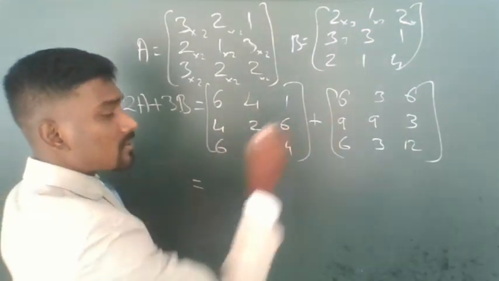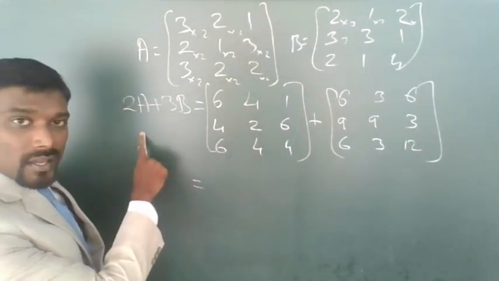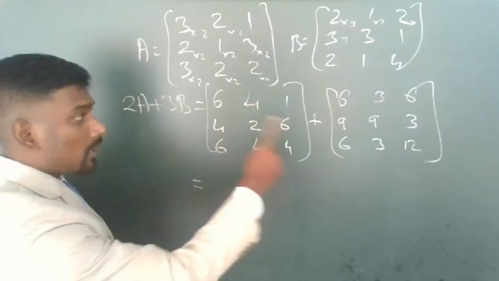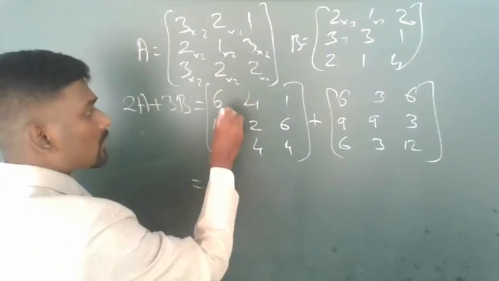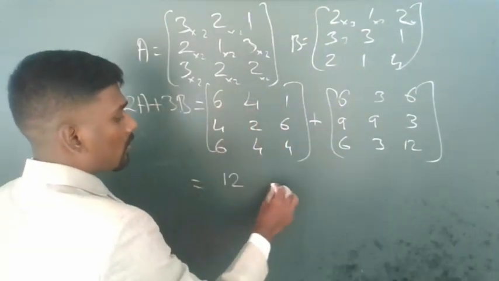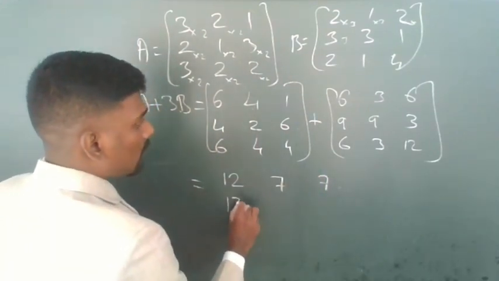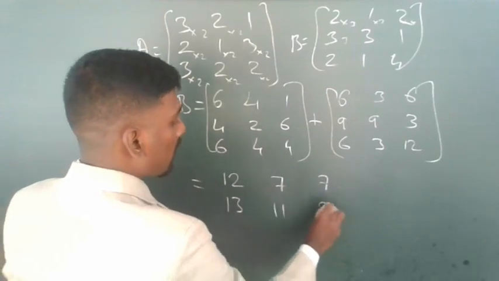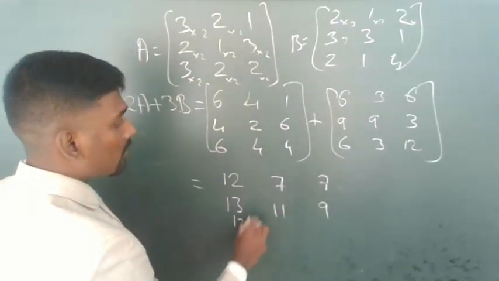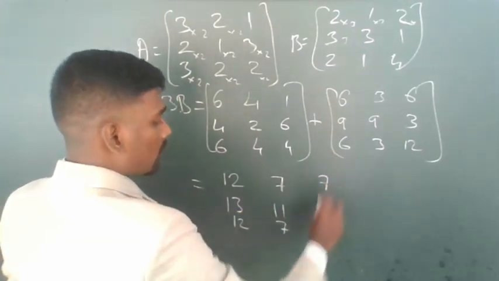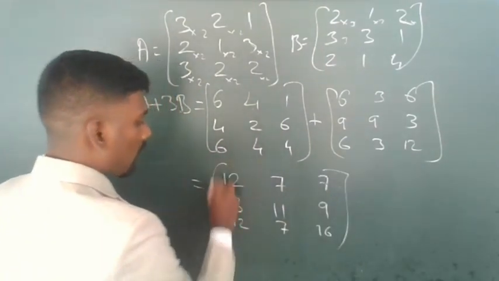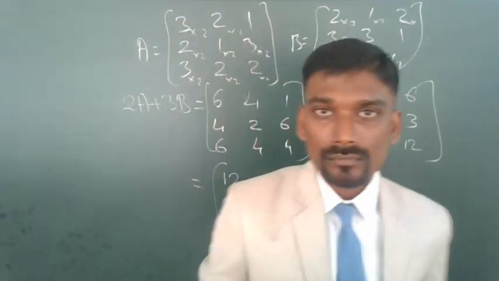Now, I got the value of 2a, I got the value of 3b. Can I add these? When I add, it will be 6 plus 6, 12, 4 plus 3, 7, then 13, 11, 9, 12 again, 7, and 16. This is the answer.